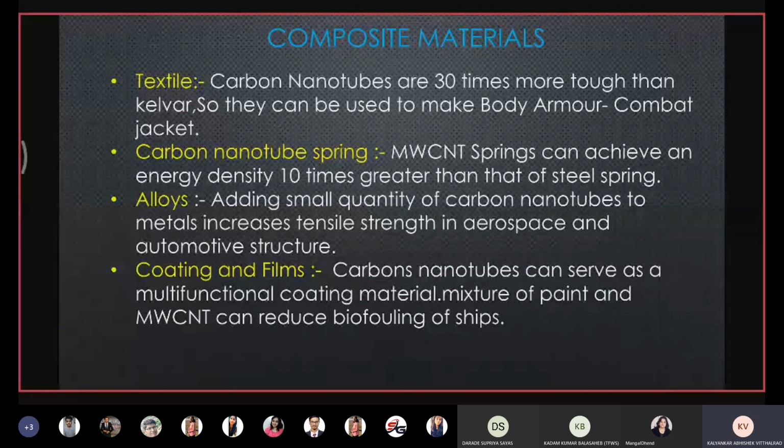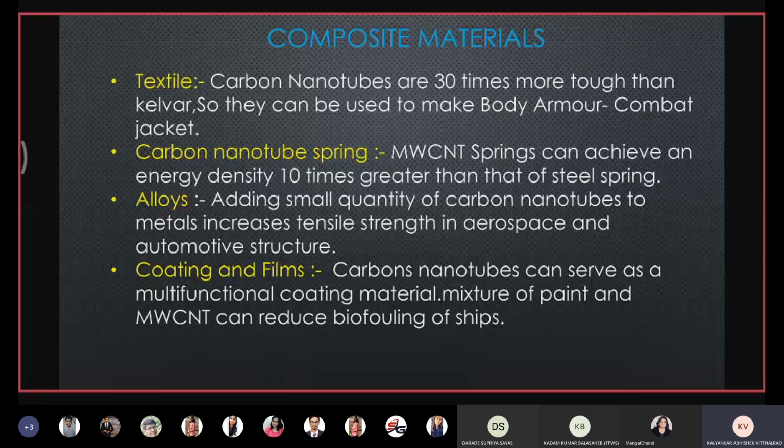other materials combination. First one, textile. Carbon nanotubes are 30 times more tough than Kevlar, so they can be used to make body armor, combat jackets. Second, carbon nanotube spring. Multi-wall carbon nanotube spring can achieve an energy density 10 times greater than that of steel. Alloys of carbon nanotubes. Third one, adding small quantity of carbon nanotubes to metal increases tensile strength in aerospace and automotive structures. So it can be used in aerospace engineering in future applications.